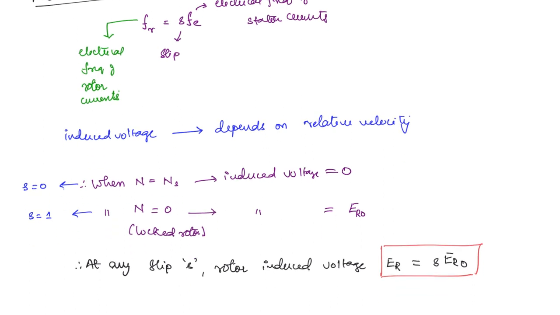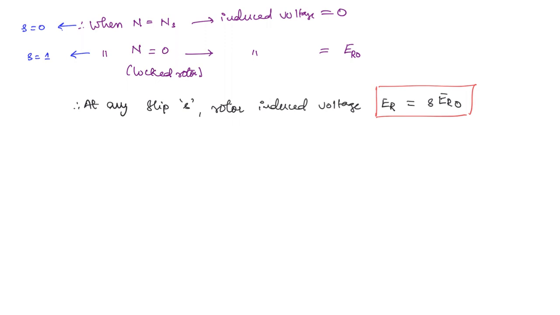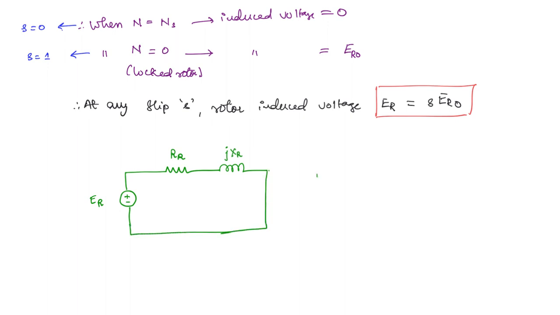Okay. So now you can draw the rotor circuit. You will have the induced voltage ER, and this will drive the rotor currents. The rotor current will experience the resistance of the winding, which we will take as RR, and it will also exhibit the reactance XR. So this is the rotor side circuit. But what are the values? ER is equal to S times ER naught.